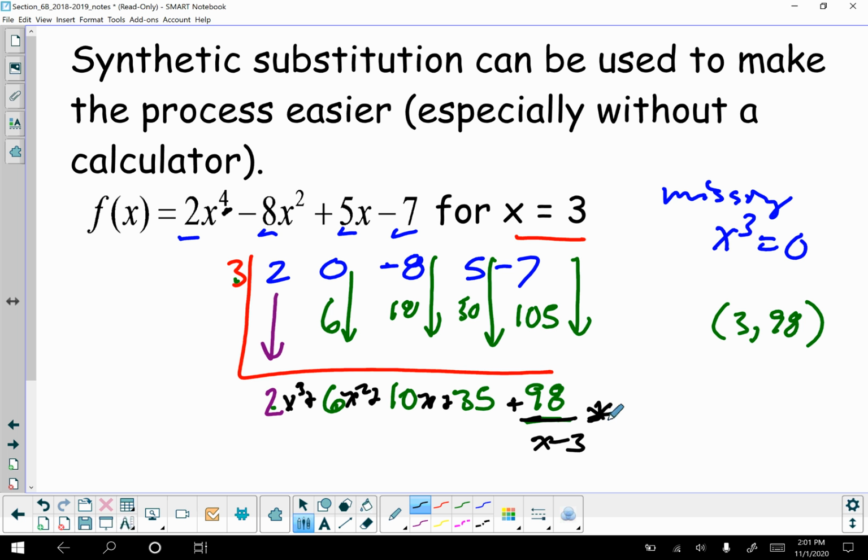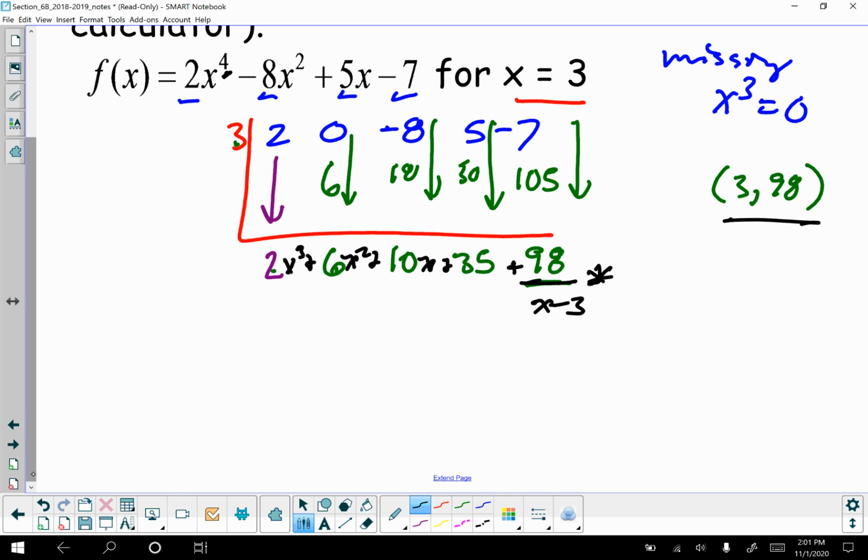But synthetic substitution or synthetic division is a very good way. It does show you some points. It does give you some idea of what is going on at the graph at those different x positions.